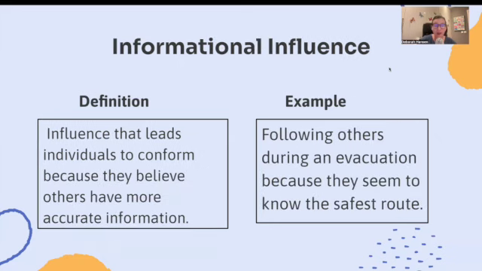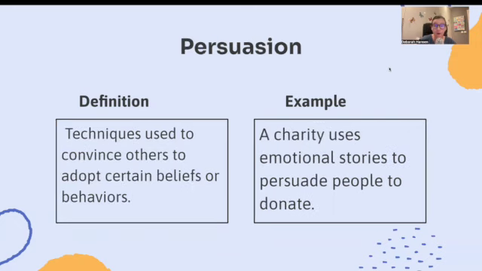Informational influence. Influence that leads individuals to conform because they believe others have more accurate information. So, for example, following others during an evacuation because they seem to know the safest route. Persuasion. This is a technique used to convince others to adopt certain beliefs or behaviors. For example, a charity uses emotional stories to persuade people to donate.